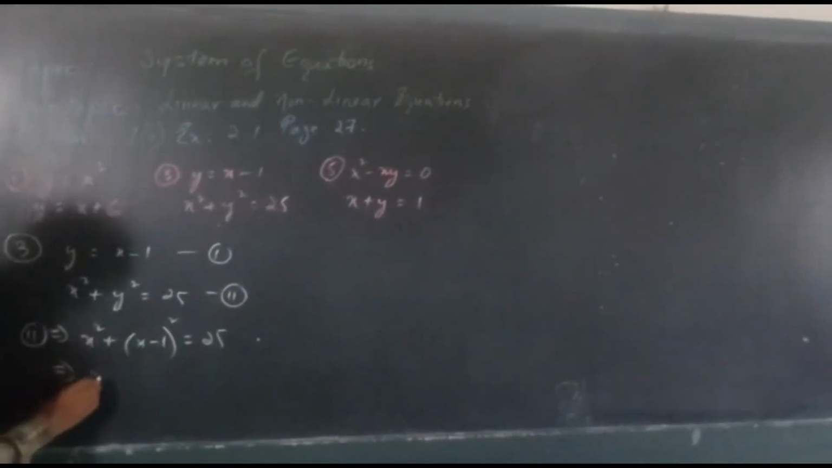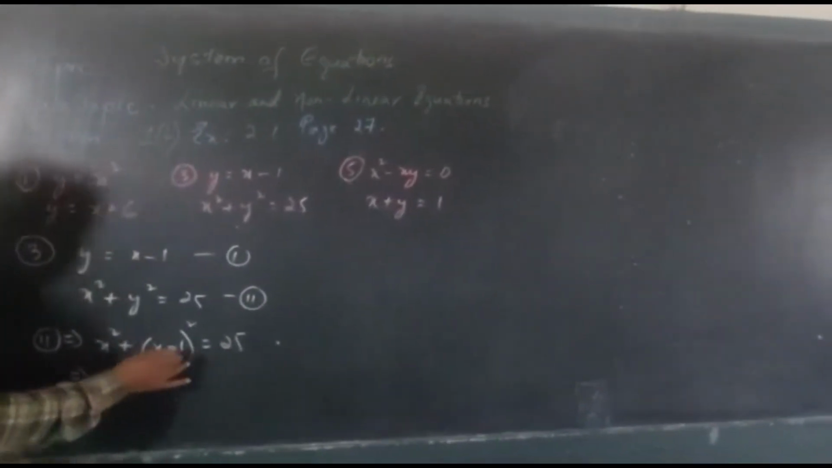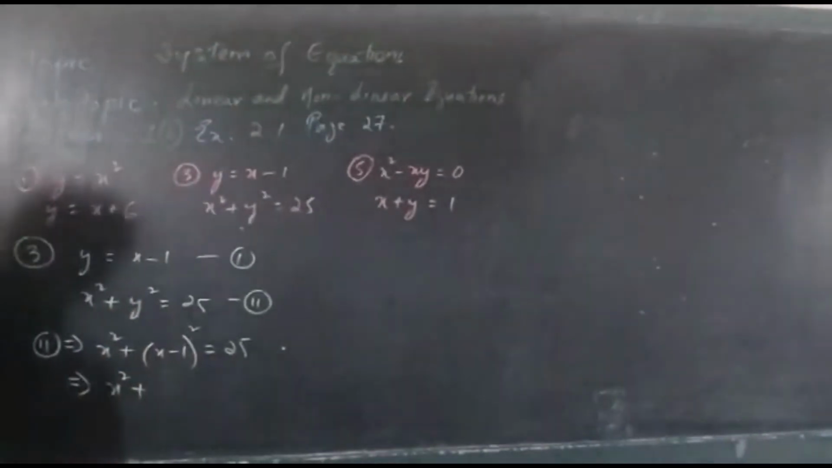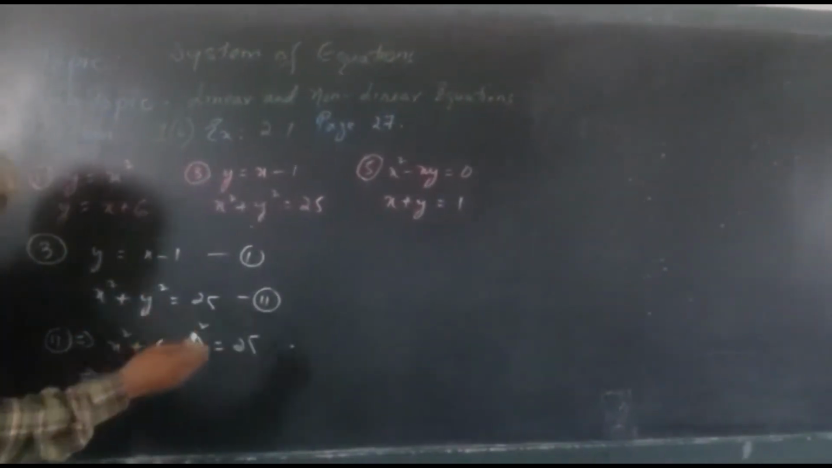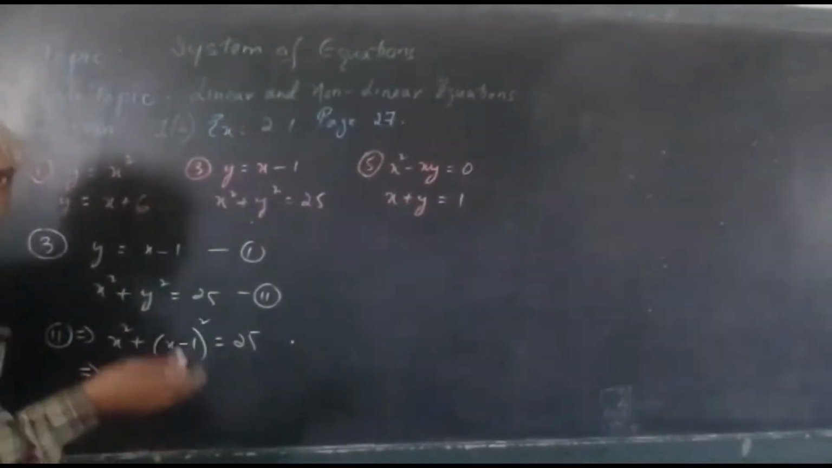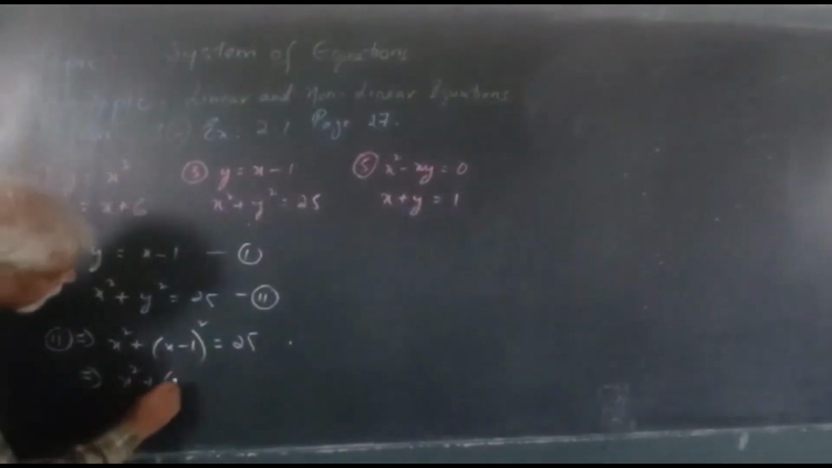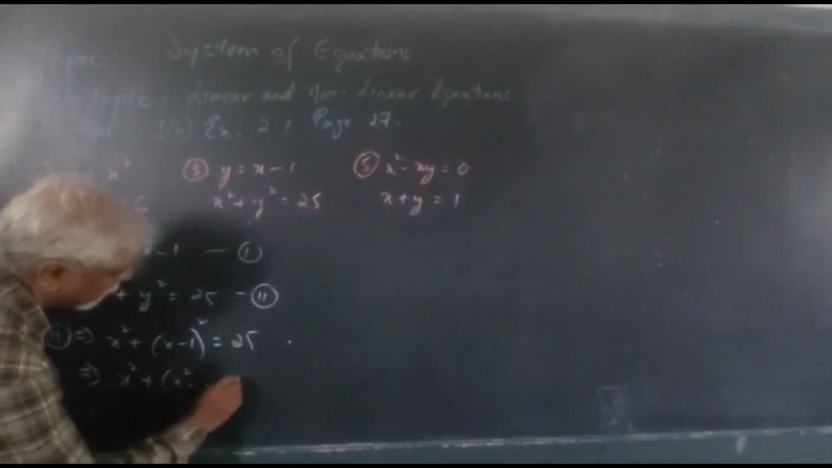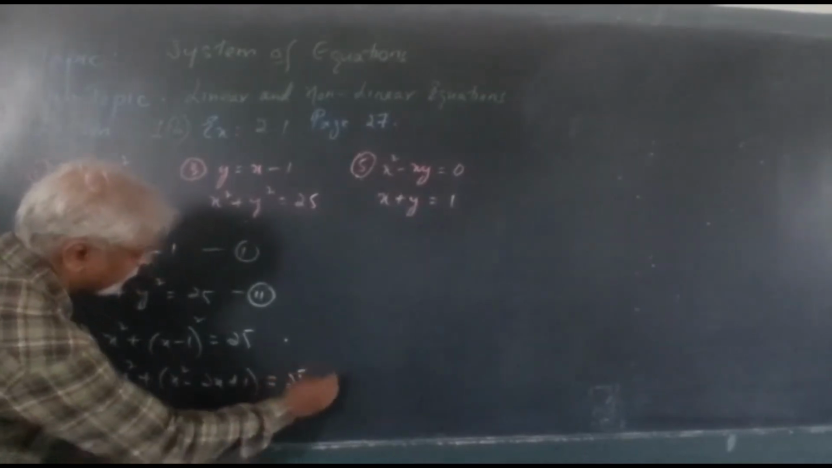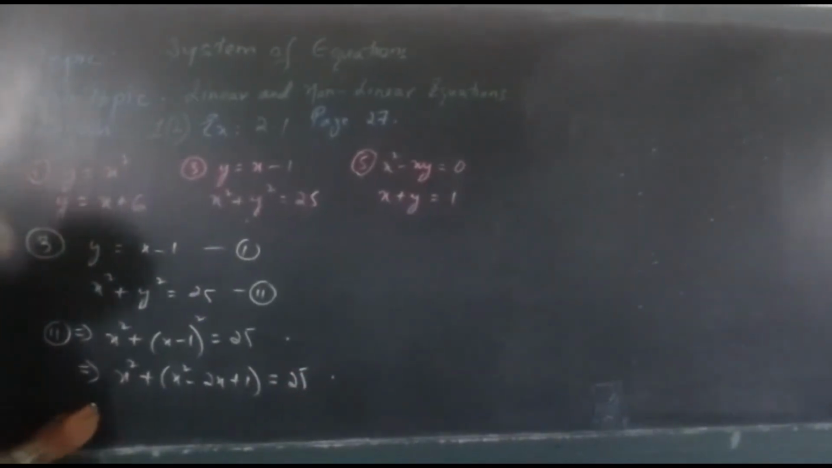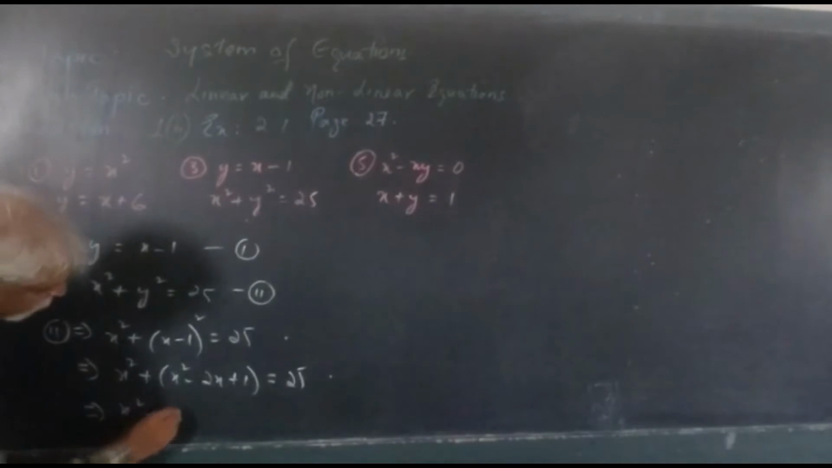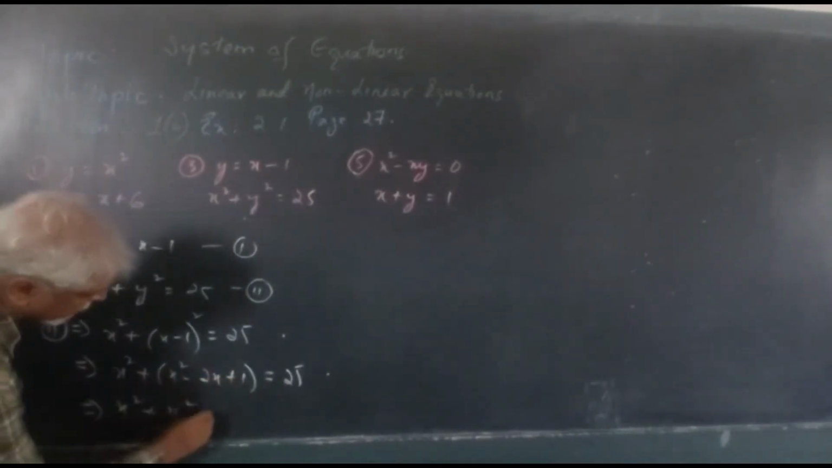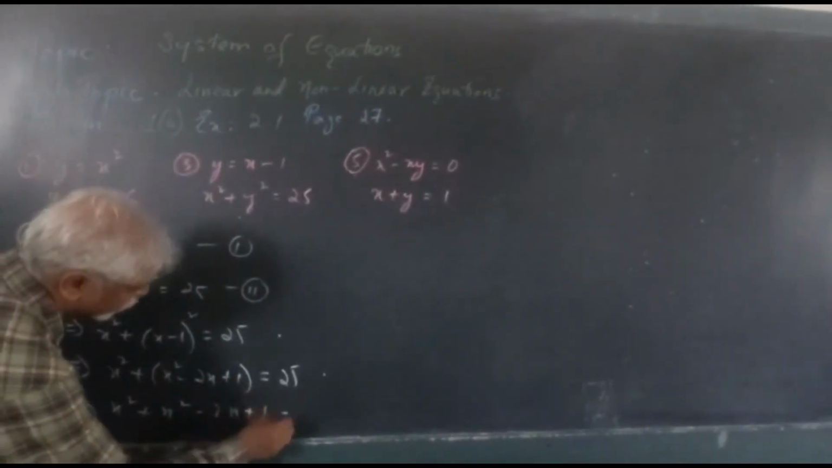Now we write x squared plus this, and we will use the difference of two squares, the whole square formula: first term squared minus 2 into the first term into the second term plus second term squared. I hope you guys know all that. So x squared minus 2x plus 1 equals 25. Now this will give us x squared plus x squared, removing the bracket, minus 2x plus 1 equals 25.